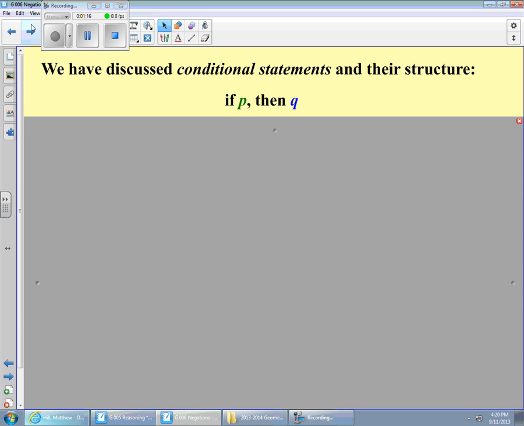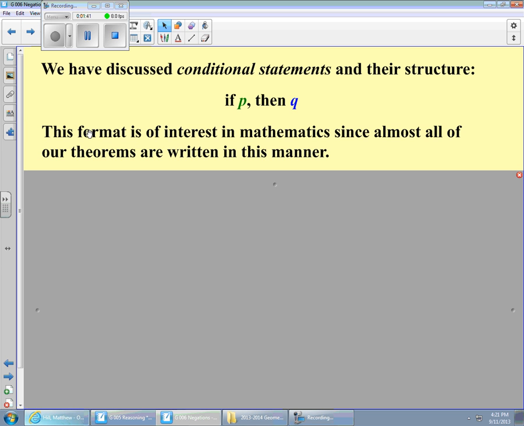Okay, last time we discussed the conditional format, conditional statements, and the structure. And the structure was if P, then Q, where P and Q are just some statements. P represents information about the hypothesis, some type of an observation or a pattern that we have going on, and Q is the conclusion, the prediction about what is going to happen from there. We didn't really talk about what it's going to be used for, but this format is of interest in mathematics since almost all of our theorems are written in this manner.